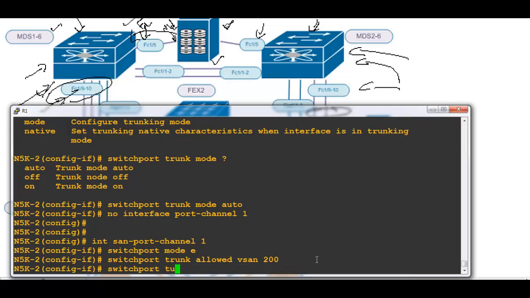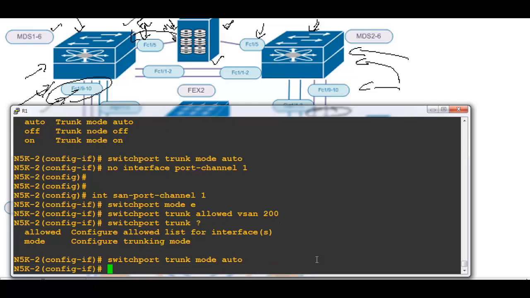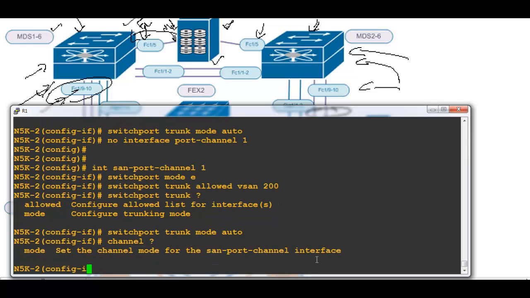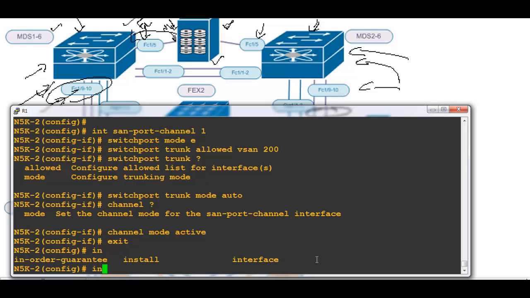Switch port trunk mode auto. This is for trunk mode. And then channel protocol, channel mode active. That's all here. Interface, we all know that it is FC 1/31-32.